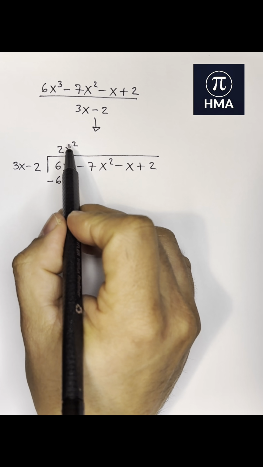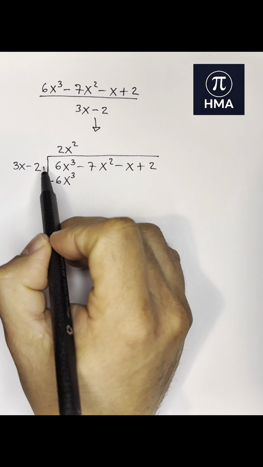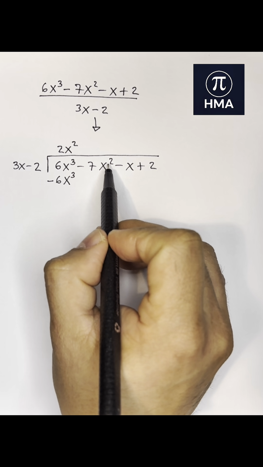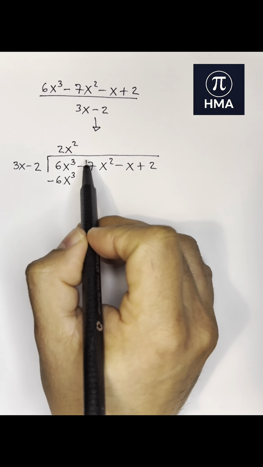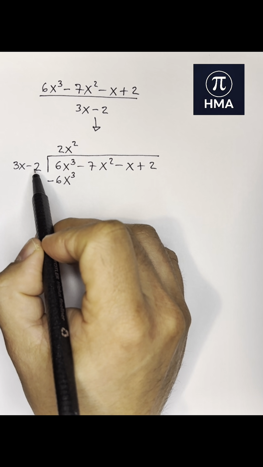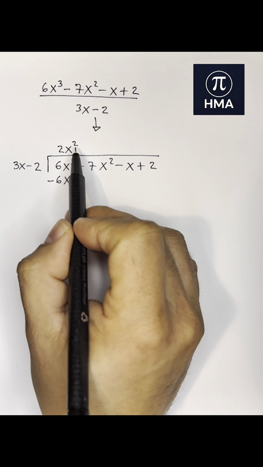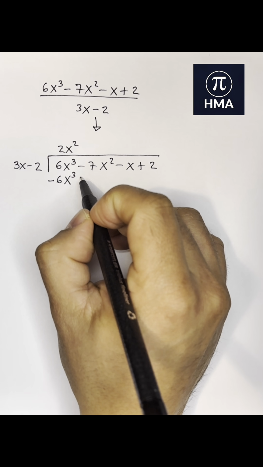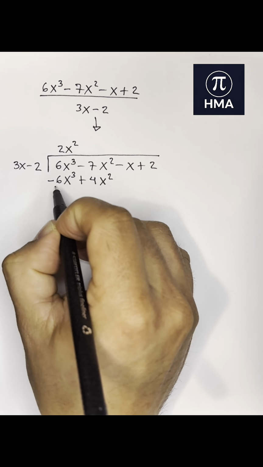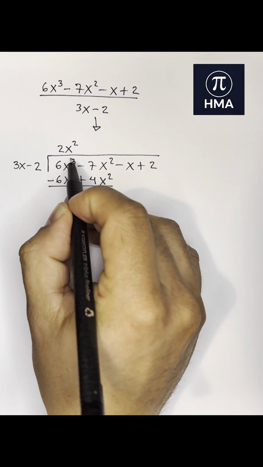Next, we'll multiply this term by minus 2 and write the result with the sign change below the term that has the same variable x squared, in this case, this term. 2x squared by minus 2 will be minus 4x squared. If we change sign, this will be plus 4x squared. And we perform the subtraction.